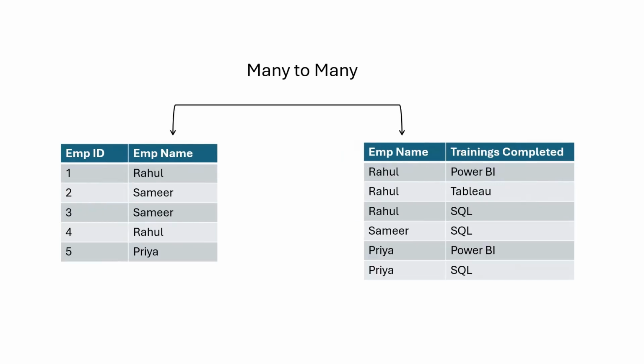Whereas a many to many relationship means that many rows of one table relate to many rows of the second table. Here you can see that employee names occur multiple times in both the tables. So this kind of relationship would be many to many.